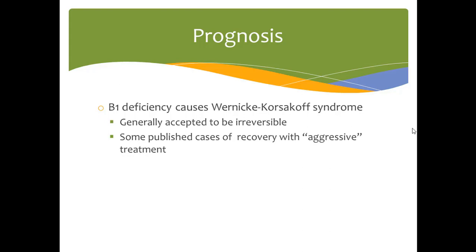Okay, so prognosis. We've got some published cases of adults who have experienced thiamine deficiency. Again, healing of the brain in children is much easier than in adults, but it has even been documented to occur and result in adults. B1 deficiency causes what's called Wernicke-Korsakoff syndrome in alcoholics who have been consuming alcohol for long periods of time and generally accepted to be irreversible. But here are some published cases with aggressive treatment of B1.